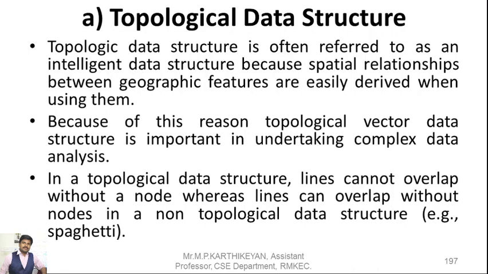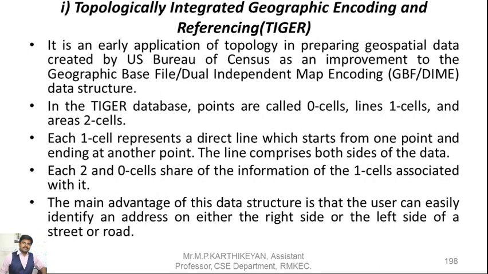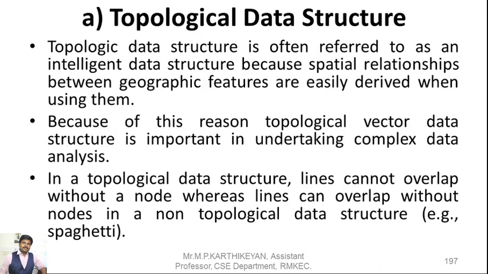So one is connectivity, another one is contiguity, and another one is containment. These are the three components available in the topological relationship. So we will see what is what.